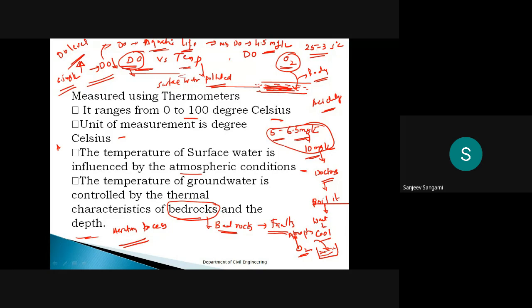Even if it is cold, you are not supposed to use it. Even cold water is not recommended.